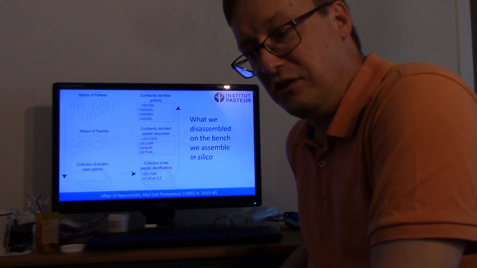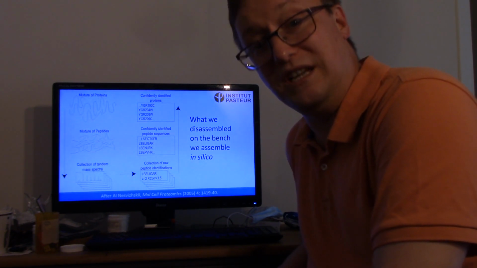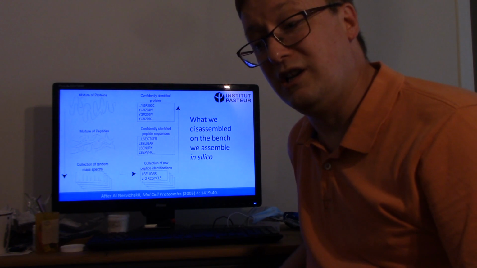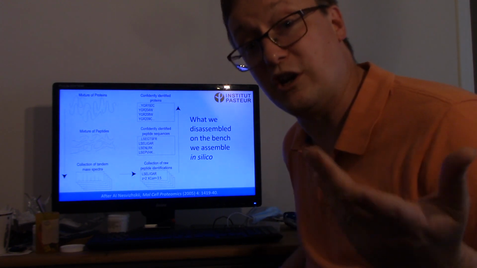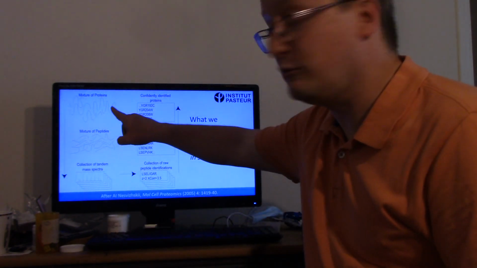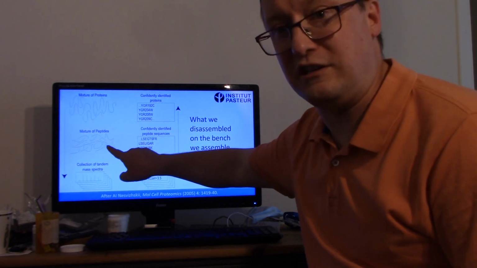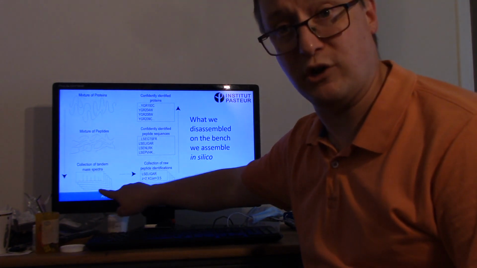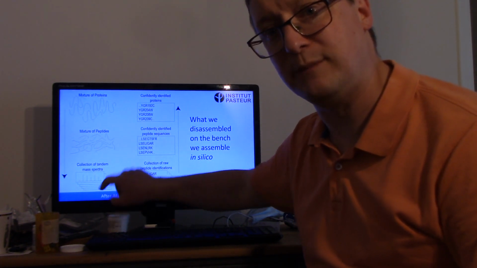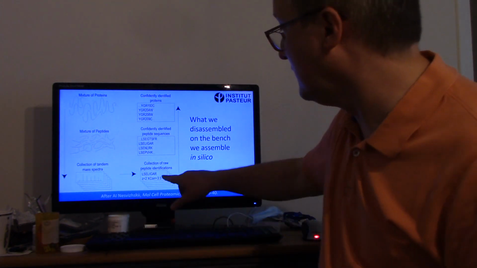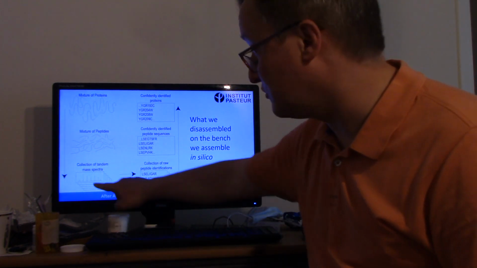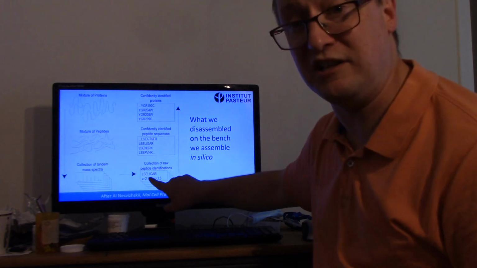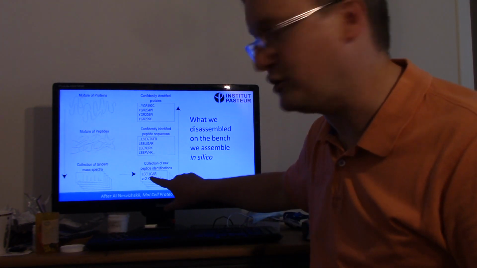I would note that a lot of what the computer must do to identify proteins overall is to recapitulate the steps you did on the bench. You started with a mixture of proteins, you digested it, and then you told the mass spectrometer to collect a bunch of tandem mass spectra. In reverse, the computer must match those tandem mass spectra back to peptide sequences, which is the database search algorithm.